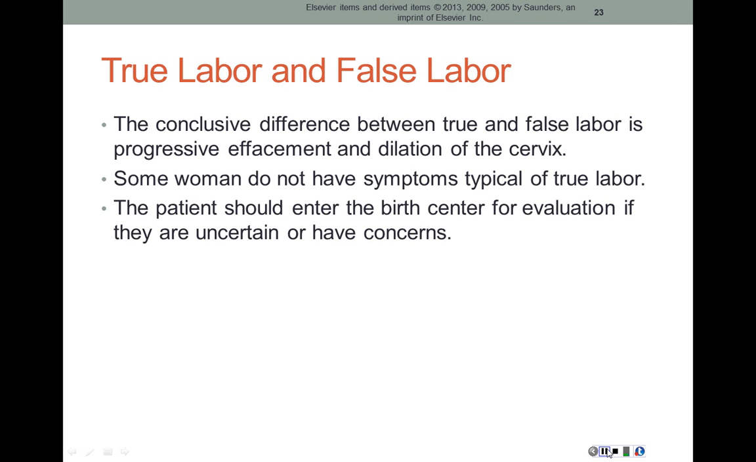And a lot of times mom will come in and it's false labor. She's not in labor yet. She's almost in labor. She may have dilated just a little, 1 or 2, but they send her back home because she has not progressed enough to be considered true labor.